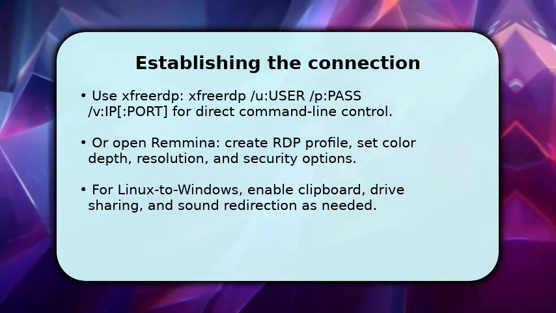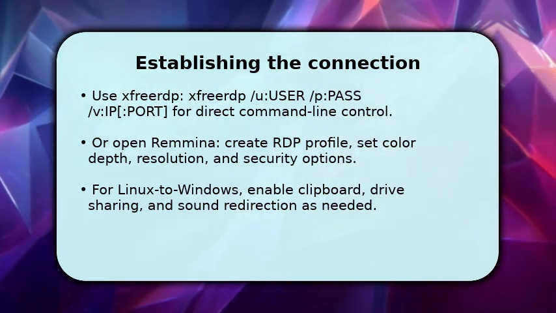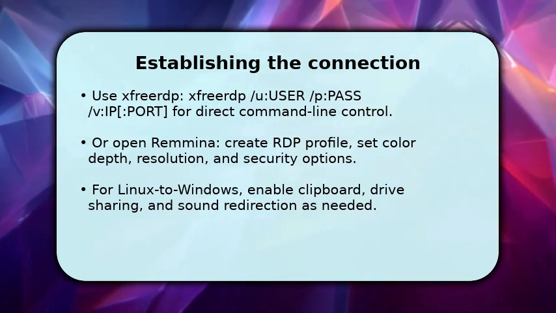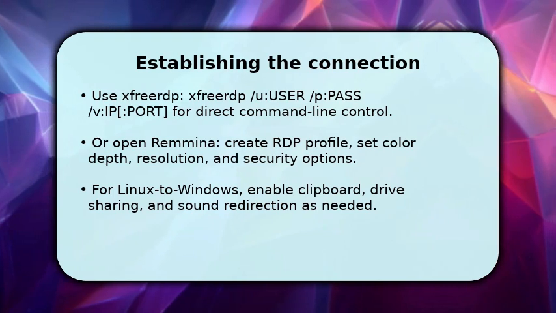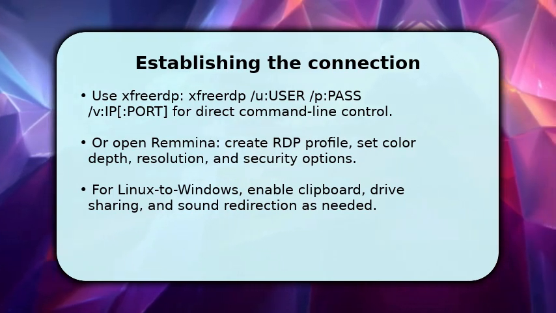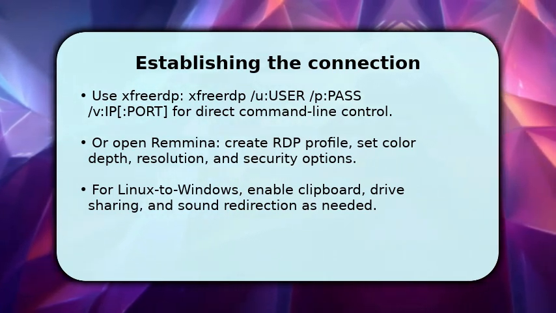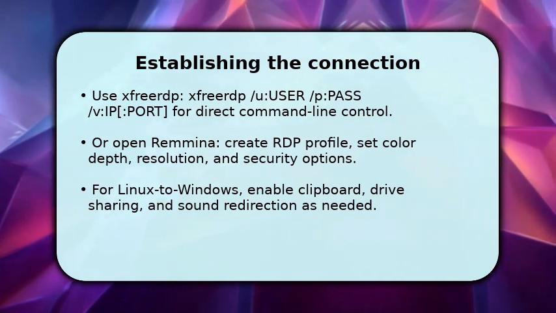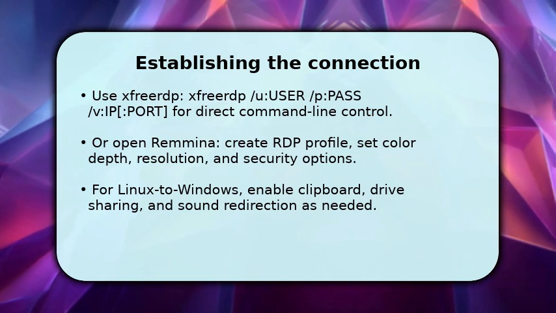If you use Remmina, create a new RDP profile, choose resolution and color depth, and select the security backend. Save the profile. Make sure to enable clipboard and optional drive or sound redirection if you need file transfer or audio. If authentication fails, switch between NLA and TLS security settings to match the server.